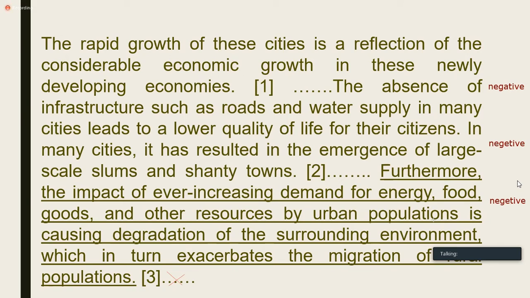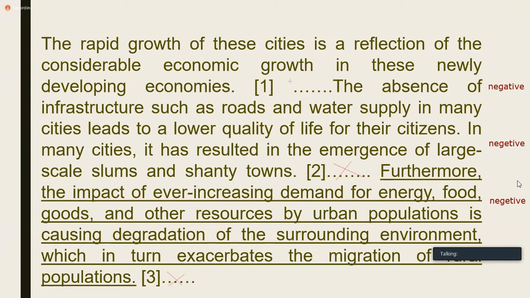Okay, so position 3 is out. What about position 2? Can we insert it in position 2, after the sentence "In many cities, it has resulted in the emergence of large-scale slums and shanty towns"? No, sir. Here too, the third sentence gives a negative effect. Therefore, you can't insert it here because the conjunction is "yet."